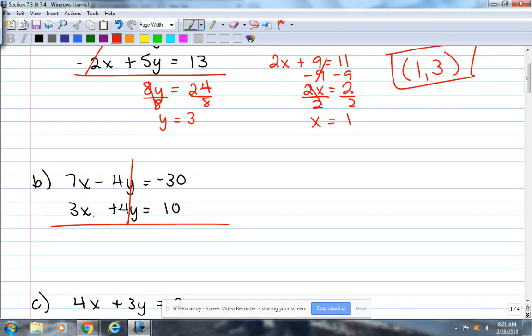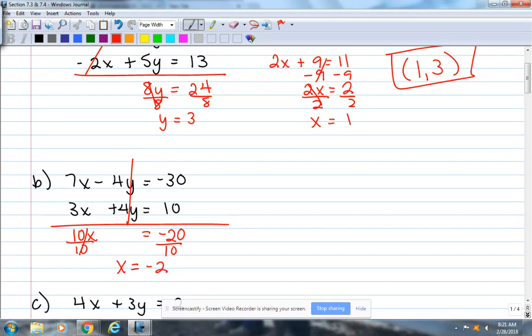So what is 7x plus 3x? 10x equals, what's negative 30 plus 10? Negative 20. And I know there's a big gap there, but it's okay. You still solve it the same. How do I solve 10x equals negative 20? Divide by 10, and x equals what? Negative 2. So there's my x.